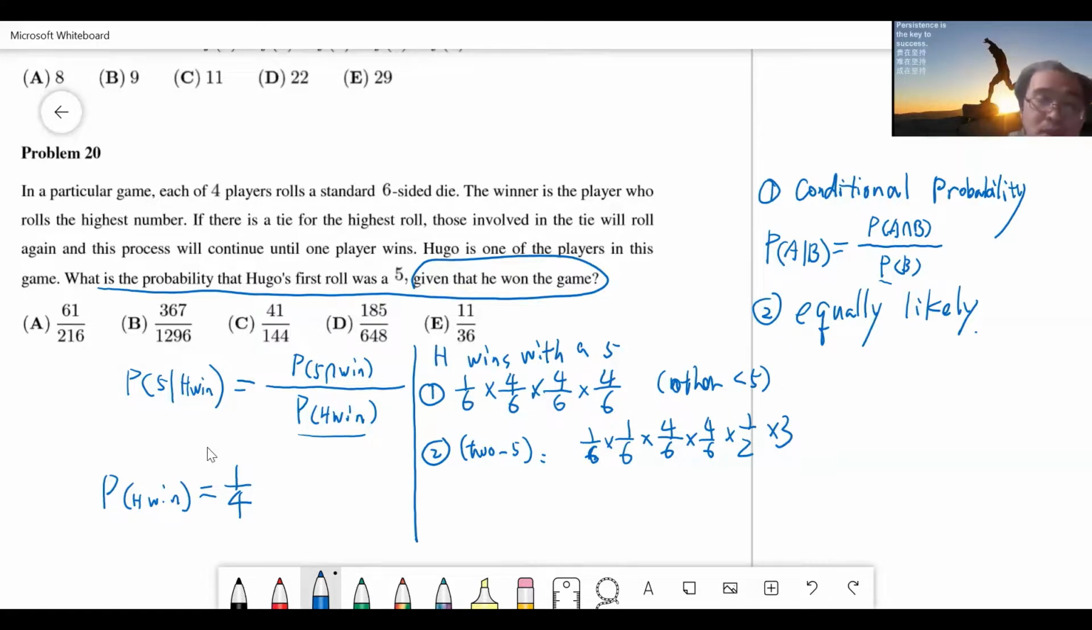Okay, so continue. We're going to go to case 3, right? So we have 3 5s. So then again, Hugo got 1/6, another player got 1/6, another player got 1/6, and the last player must get 4 over 6. And in this case, 3 players go to the next round. Because they are equally likely, each player has a chance of 1/3 to win. And Hugo has 1/3 of a win in this situation.